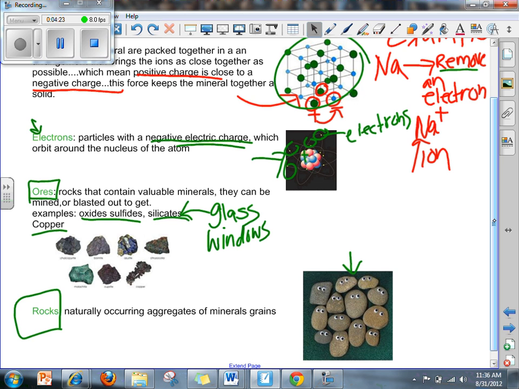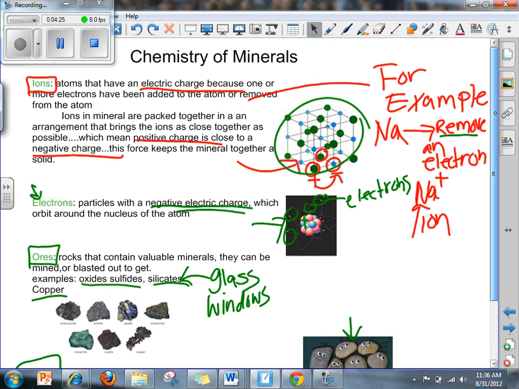The chemistry of minerals, the fact that we have these ions that make this nice solid structure for us, and the arrangement of these ions is going to play a key role for us in 2 properties of minerals.